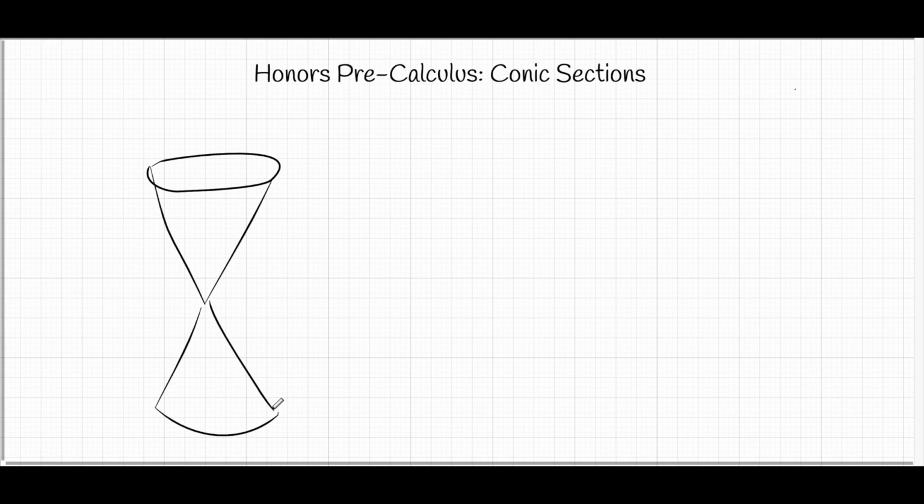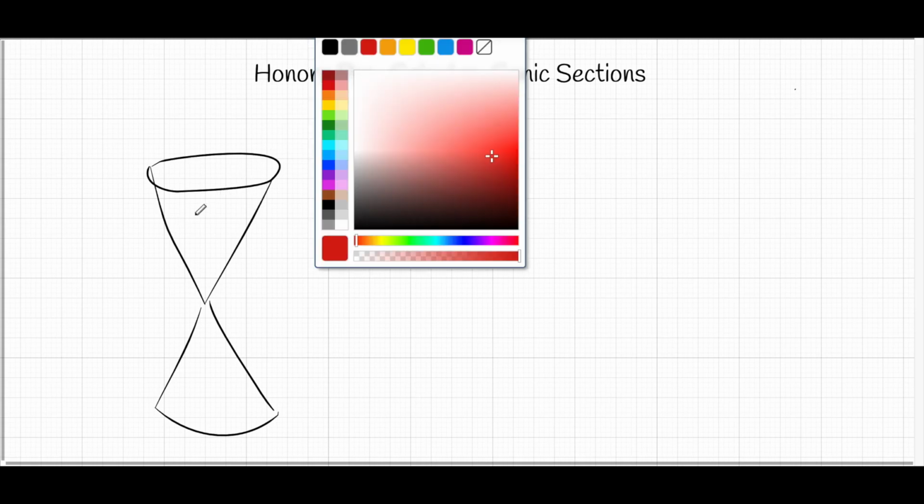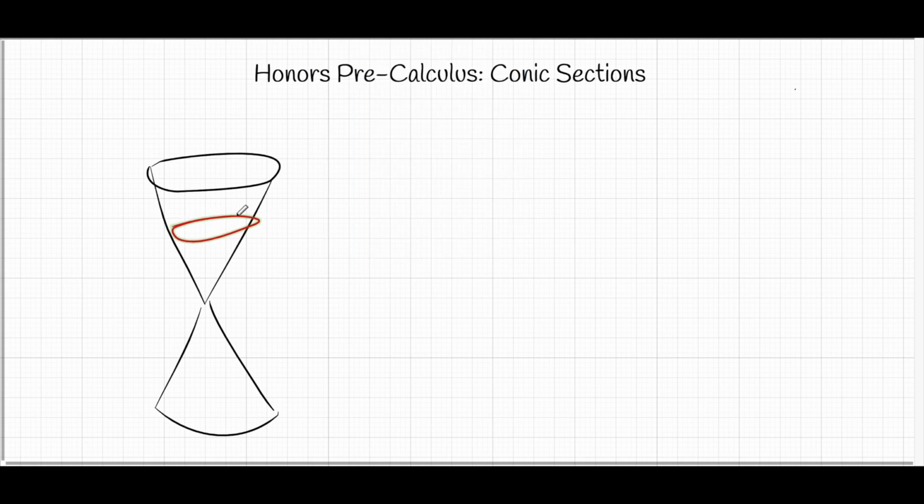Since there are four of them, let's start in order. The first one is called the circle, and if you've taken geometry, you should know the basics about circles. Circles are formed when you just take this slice of the cone. It is perfectly parallel to the bases, which is why it's a circle and not another shape.